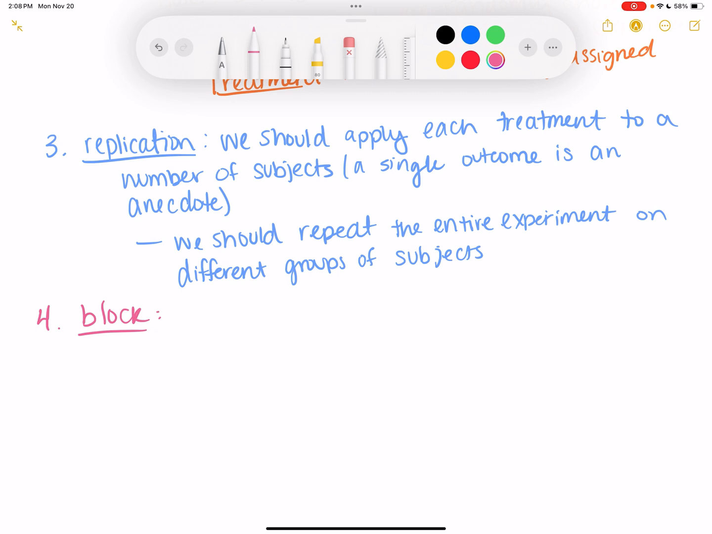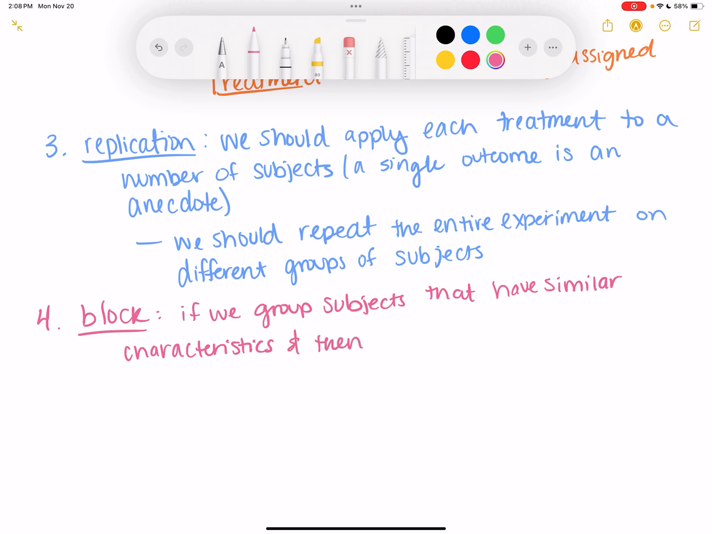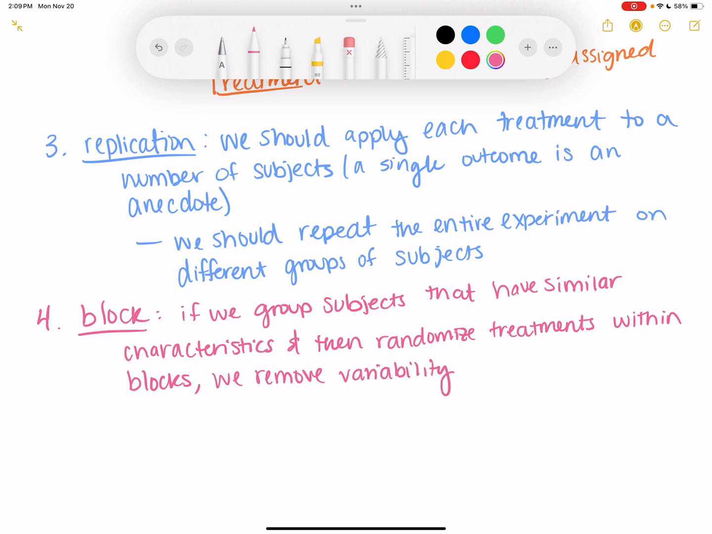All right. Blocking. If we group subjects that have similar characteristics, and then randomize treatments within blocks, we remove variability that comes from differences among blocks.